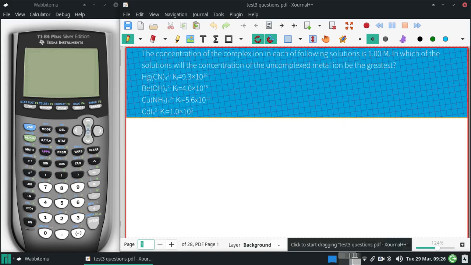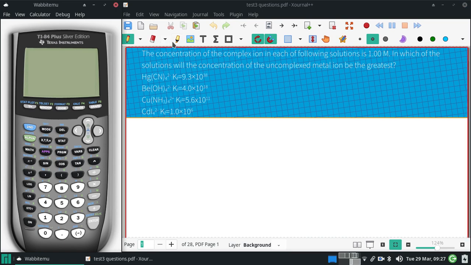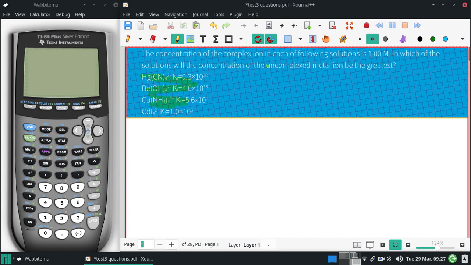The concentration of the complex ion in each of the following solutions is 1 molar. In which of the solutions will the concentration of the uncomplexed metal ion be the greatest? All right, now I have a few ways of asking this type of question. The key things that change really are these, obviously, and that word right there, and that word right there.